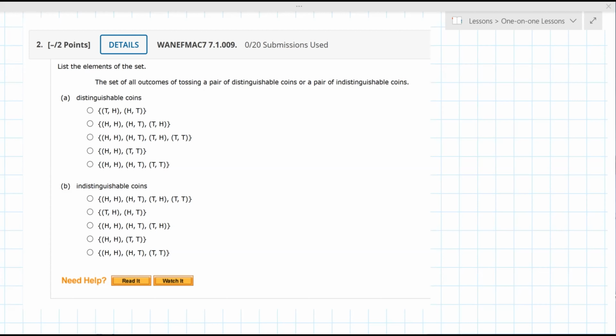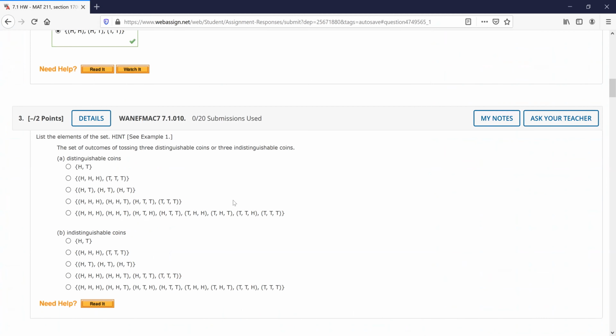That's correct. Okay, so number 3, it says the set of outcomes of tossing 3 distinguishable coins. So that's, oh wait, I'm looking at your Snipton page. Okay. So let me new share. Okay, we'll just run through this. Do you see the question now?